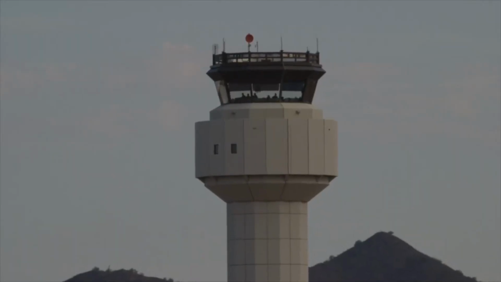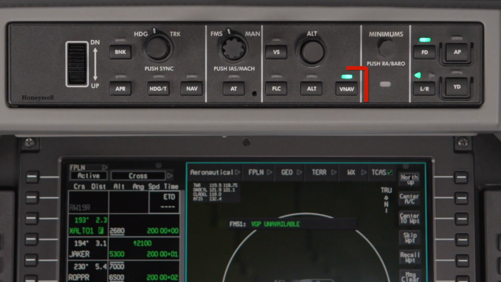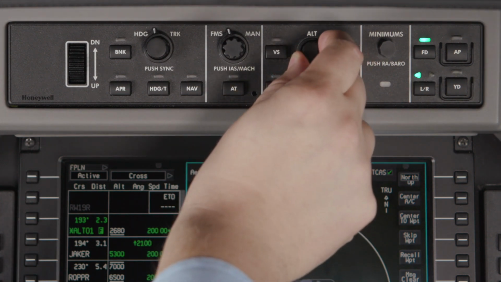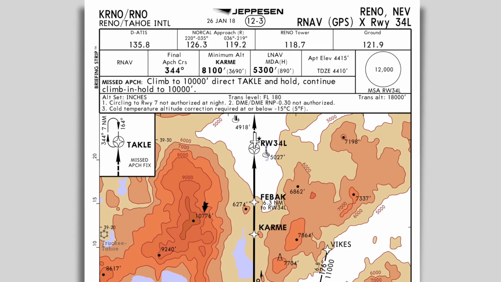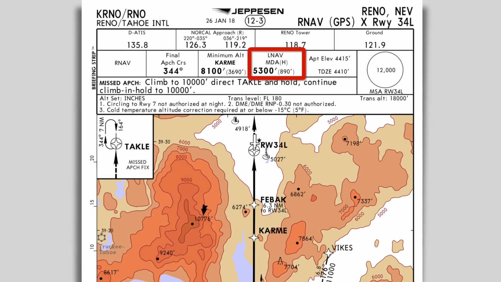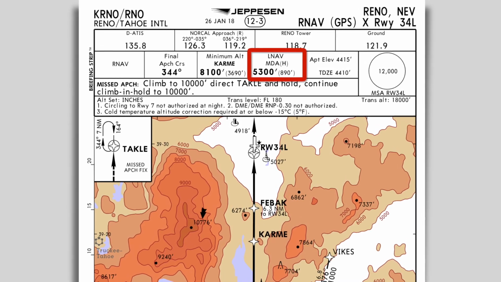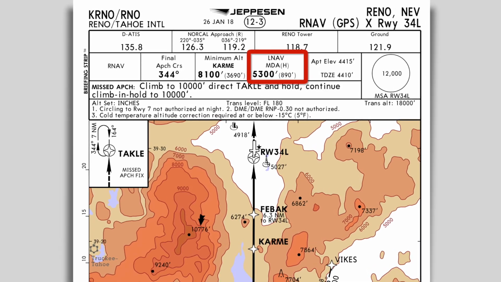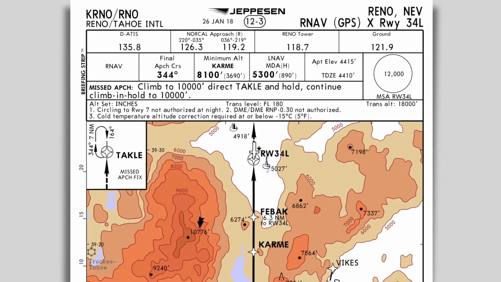Once the approach clearance is received from ATC, arm VNAV and set MDA in the altitude preselector. Keep in mind that the altitude preselector can only be set in hundreds of feet, so if the minimums are in a 10-foot increment, you'll have to round up to the next 100-foot increment.